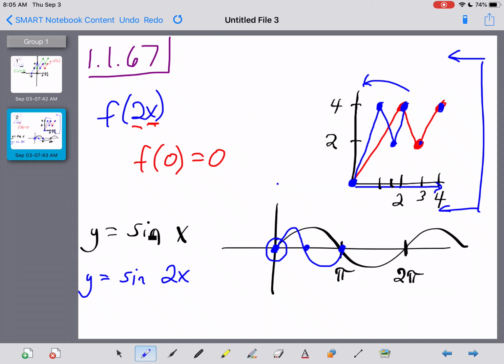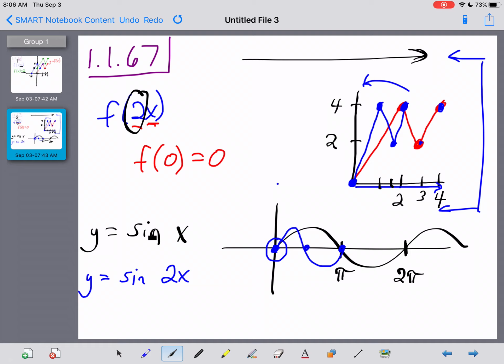The next one is f of 1/2 x, and I'm guessing you guys could probably guess that putting a 1/2 in that spot right there is going to have the opposite effect and is actually going to stretch your graph out horizontally now by a factor of 2.